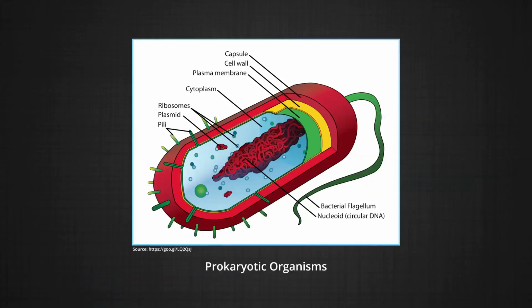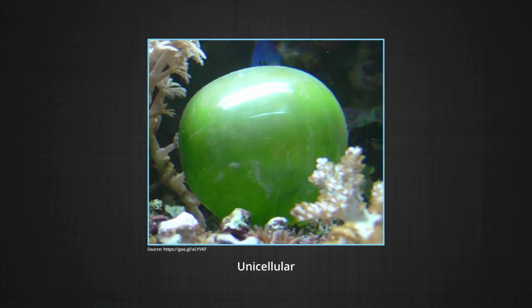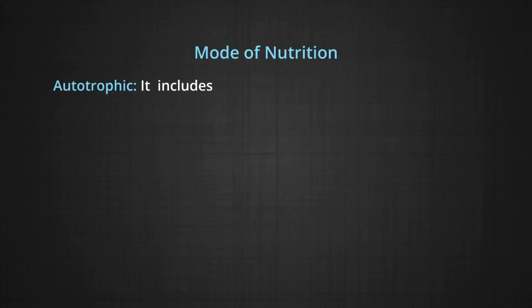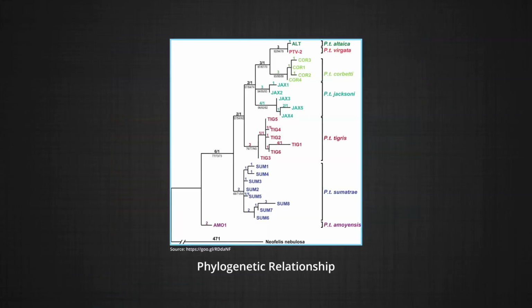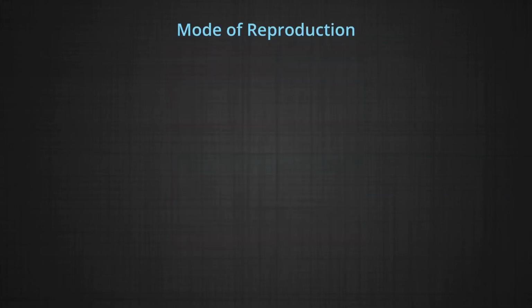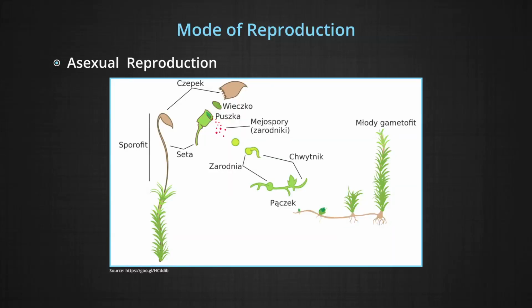The five kingdom system of classification was done on the following criteria: structure of cells, which includes prokaryotic organisms and eukaryotic organisms. Organization of cells, which includes unicellular and multicellular. Mode of nutrition, which includes autotrophic, chemosynthetic and photosynthetic. Second, heterotrophic mode of nutrition, which includes holozoic, meaning ingestive, and saprophytic, meaning absorptive. Phylogenetic relationship, from the study of the fossils. Mode of reproduction in animals is asexual reproduction and sexual reproduction.